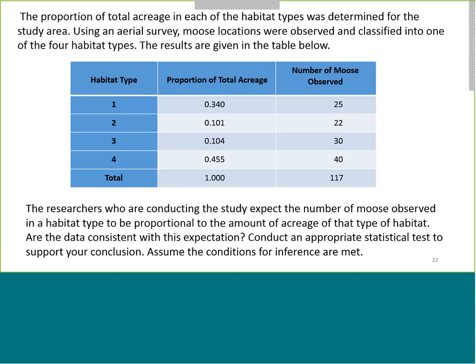So you only have 1 column of data in a goodness of fit situation, whereas you have multiple columns and multiple rows in both the homogeneity and the independence tests.